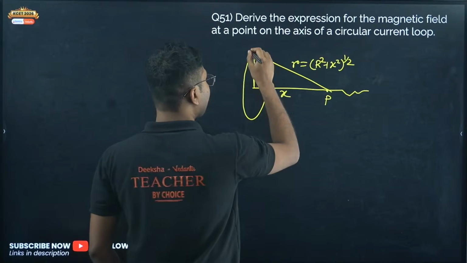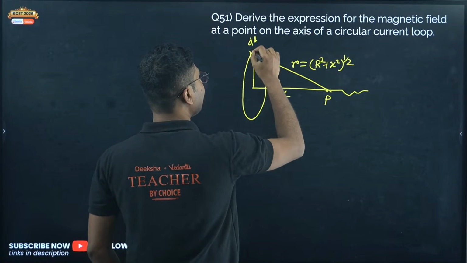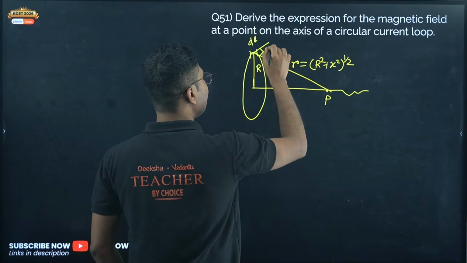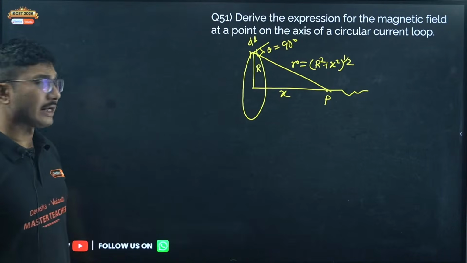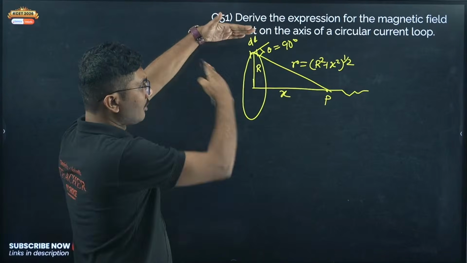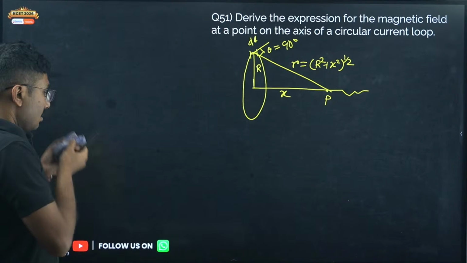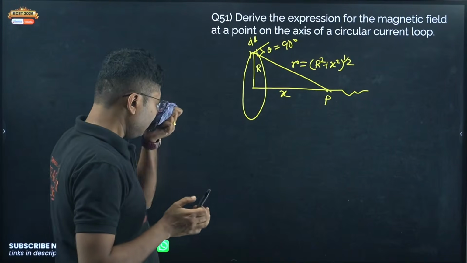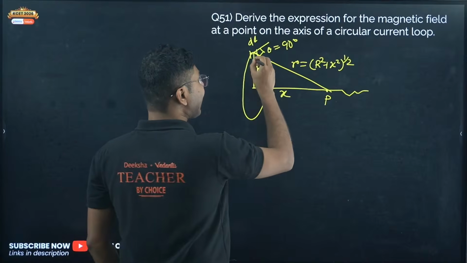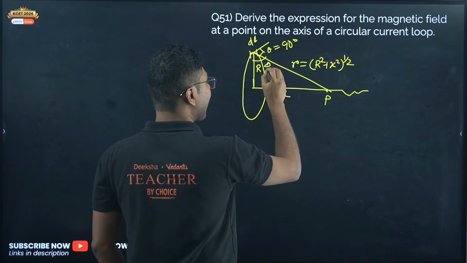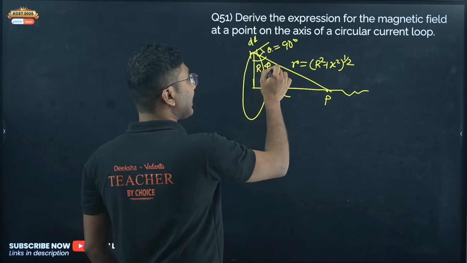Okay, this is r. Now take a small element dl. The dl will make an angle theta equal to 90 degrees. This is a three-dimensional diagram. So this is along this, this is along this, that's why the angle is 90 degrees. This angle is phi. Do not mistake this angle and that angle, okay?